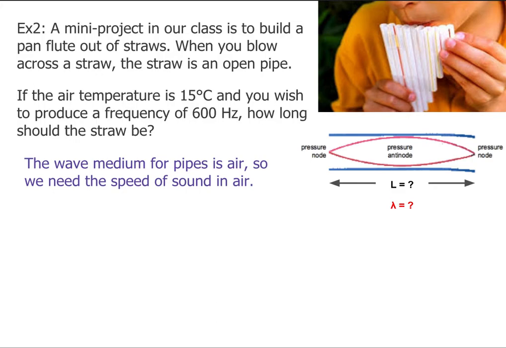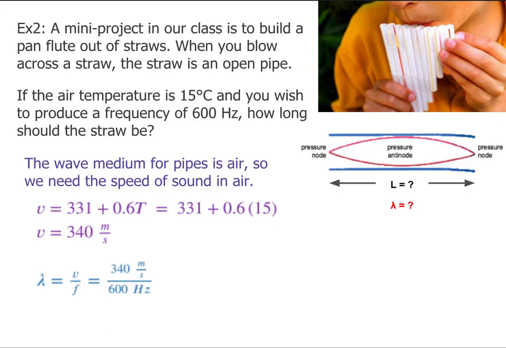So let's start with the idea of the temperature. The medium for the waves is going to be air. That's what's inside the pipe. So we need to know the speed of sound in air. Recall that if we take 331 plus 0.6 times the temperature, we can determine the speed of sound, the speed of our wave inside the pipe. We can then use this to determine what the wavelength should be, taking 340 meters per second and dividing by the 600 hertz that we're trying to design this instrument to be. That gives us our wavelength.